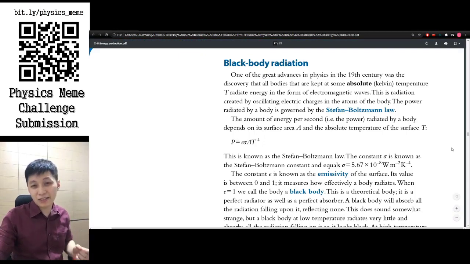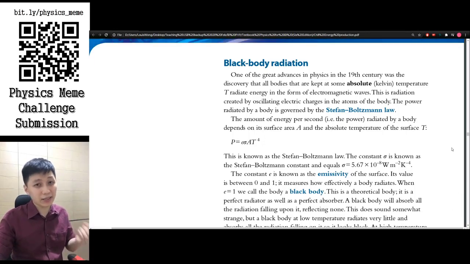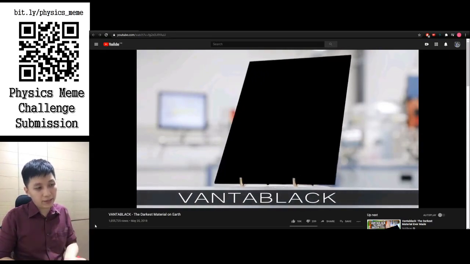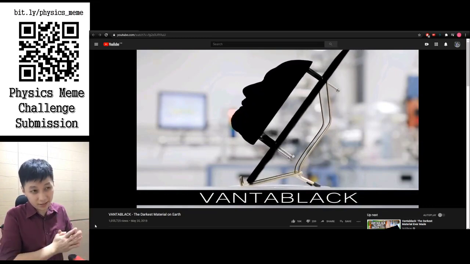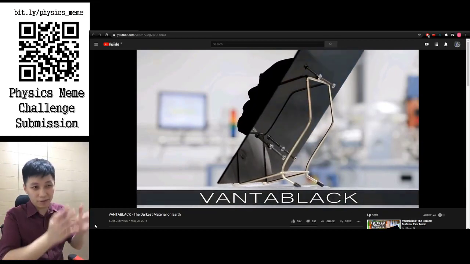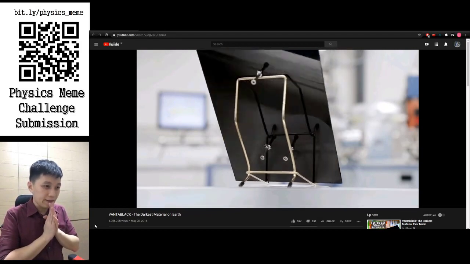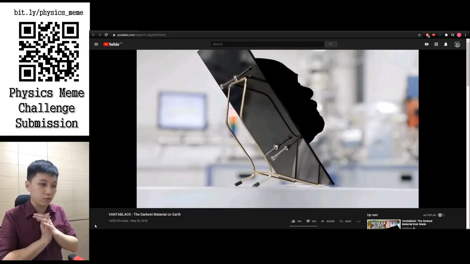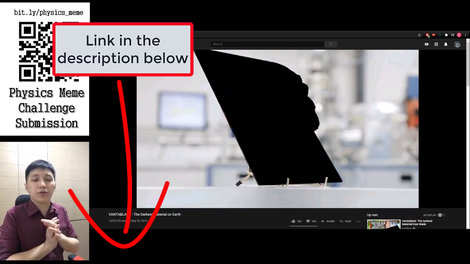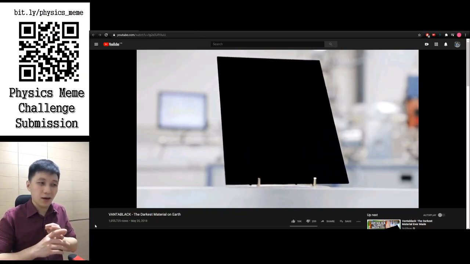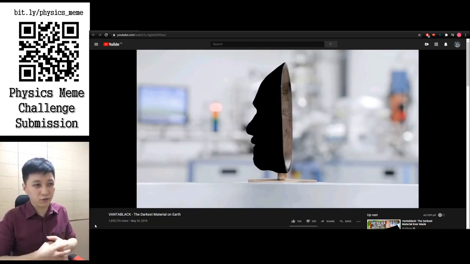However, the emissivity for the stars, including our sun, is a very good approximation to a black body, so it's very close to 1. At the same time, this is called Vantablack. If you watch the video right now, you see actually there's something inside you didn't notice, right? It looks like a black paper. And this is the best we can do so far. It is called the darkest material we can find on Earth. It's not found naturally, it's artificially made.